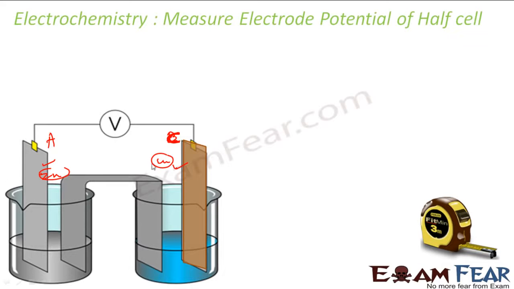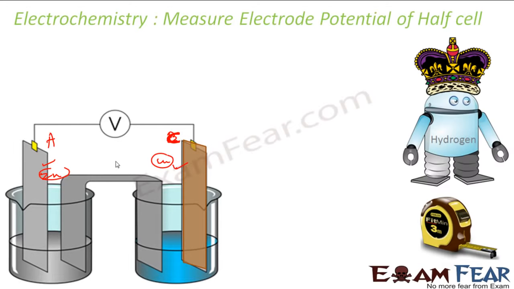But the trick is, how do we know this first value? At least there should be a first one, right? The one whose value I know becomes a base, and from that we can find out the other values. Correct? So if we know the potential of one, then we can find the potential of another. But how to find the first one? Now hydrogen will come as savior. Hydrogen told, okay, I'll save you guys.